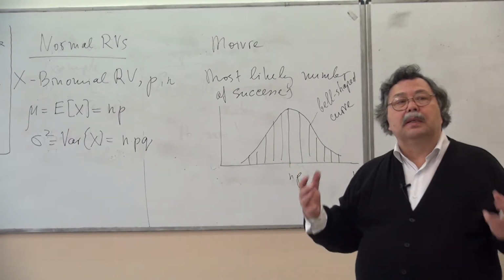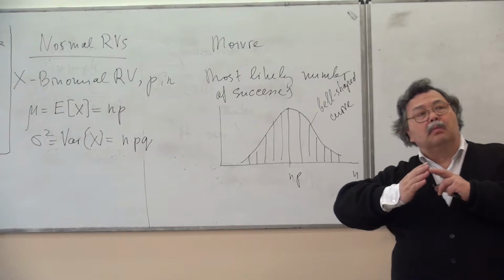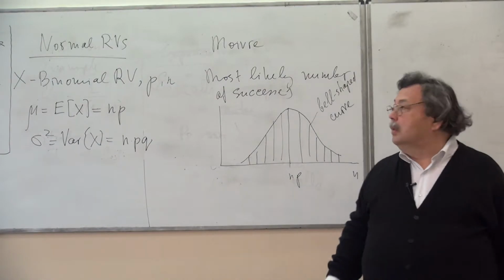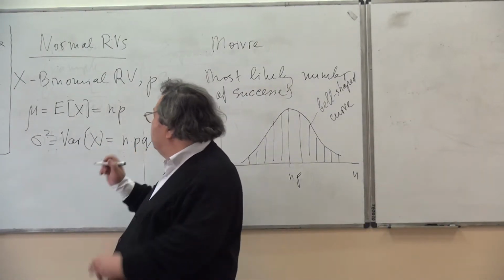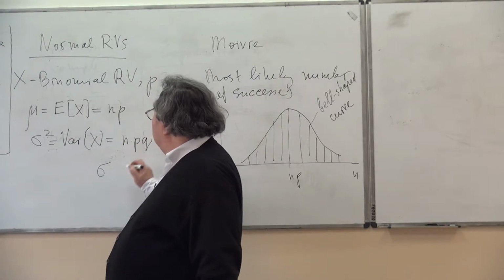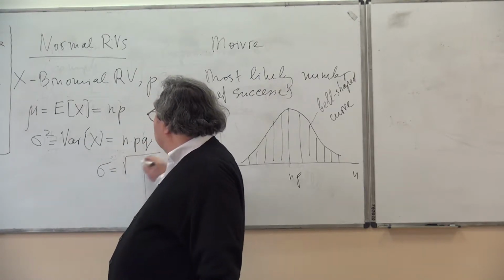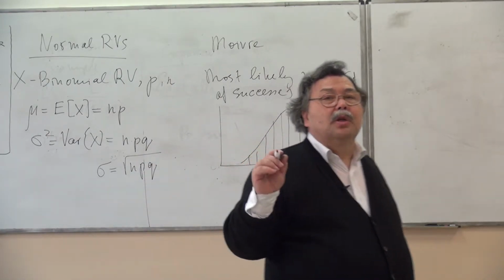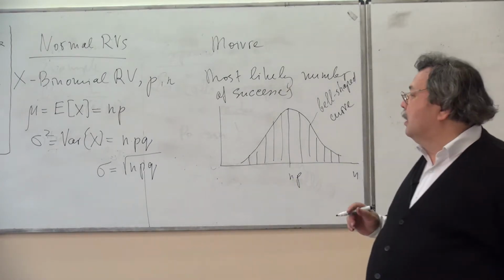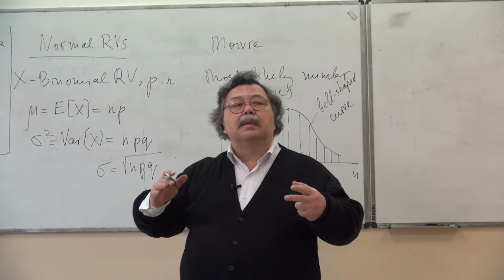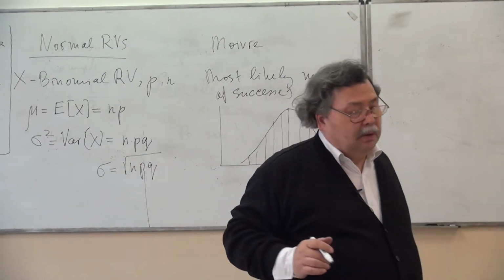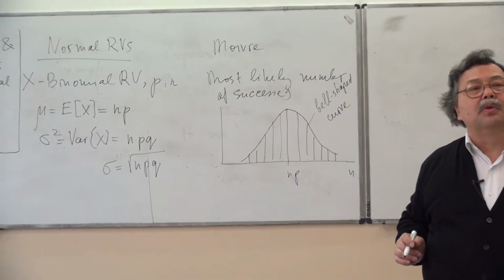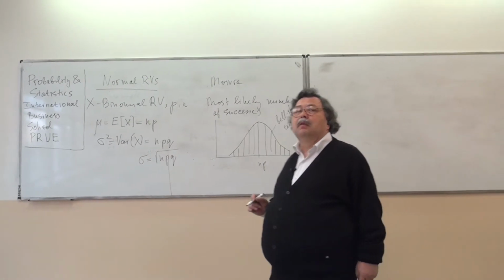So two things happen when n increases. This bell-shaped curve moves to the right proportional to n, and it spreads out proportional to sigma, because variance is n times p times q, so sigma is the square root. We talked last time about sigma being the right measure of spread, not variance, in practical terms. So the spread increases proportional to the square root of n. All right, and now it's time to actually define the normal distribution, which is the limiting case of binomial.